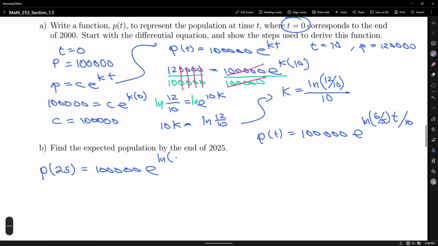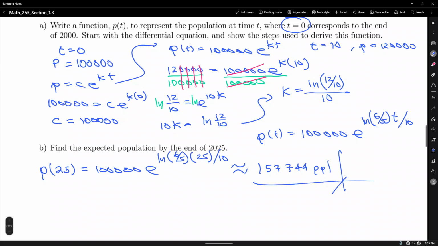E to the ln of 6 over 5 times 25 over 10. Be careful when typing that logarithm, close parentheses for the 6 over 5. Okay, so this is approximately 157,744 people. All right, and yeah, we round to the next integer, of course, because it's people.